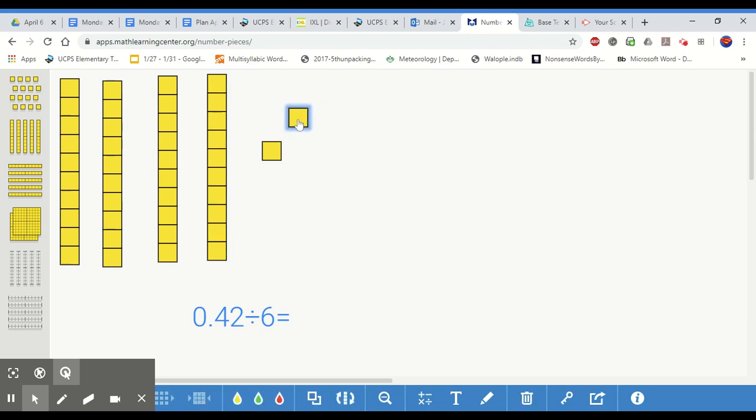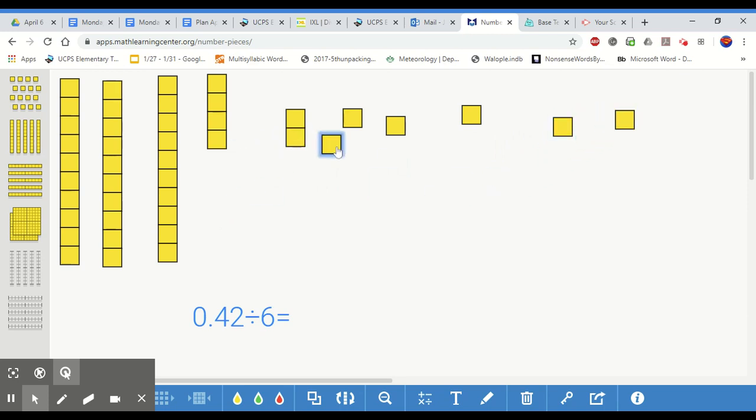So now I want to break them into 6 groups. So I have 1 group, 2 groups, 3, 4, 5, 6. There's my 6 groups. And then just repeat. All I'm going to do is just cycle through. I'm putting them into 6 equal size groups.